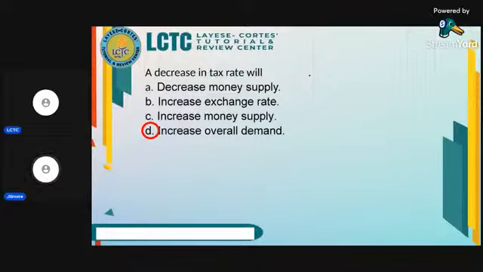So, we can say that a tax cut, or a decrease in tax, increases consumption spending and also increases the aggregate demand. So a decrease in tax rate will actually increase overall demand.